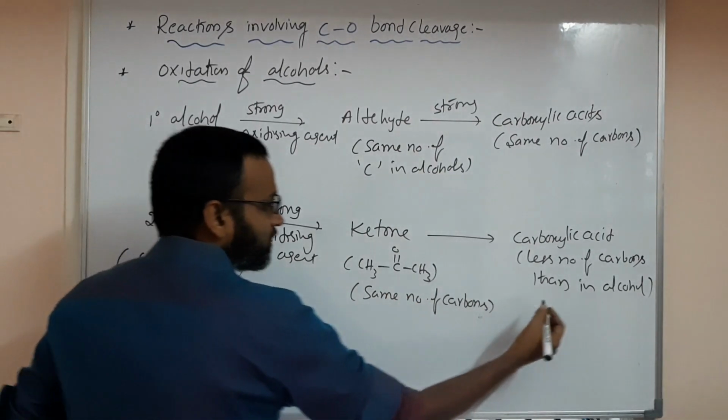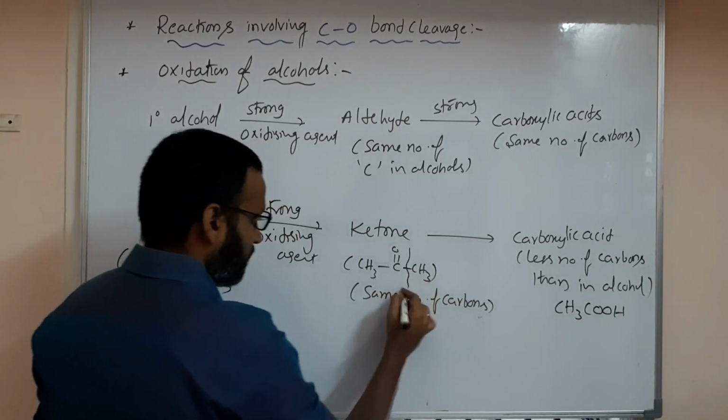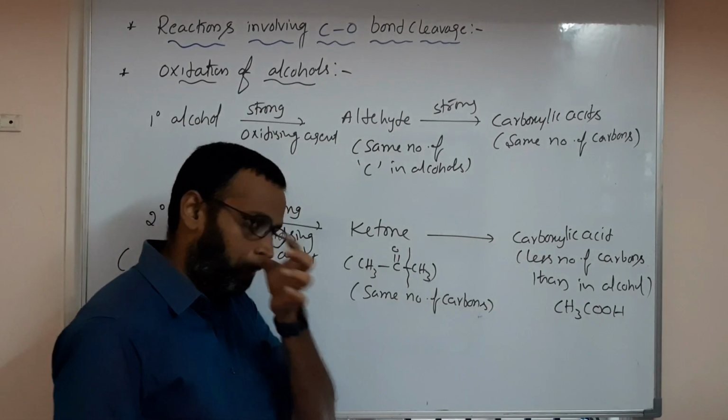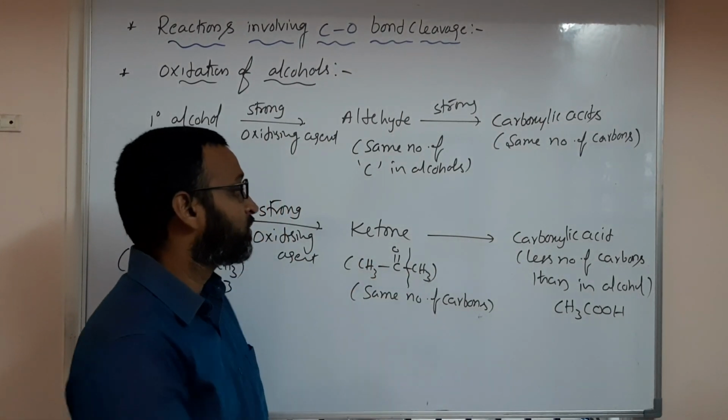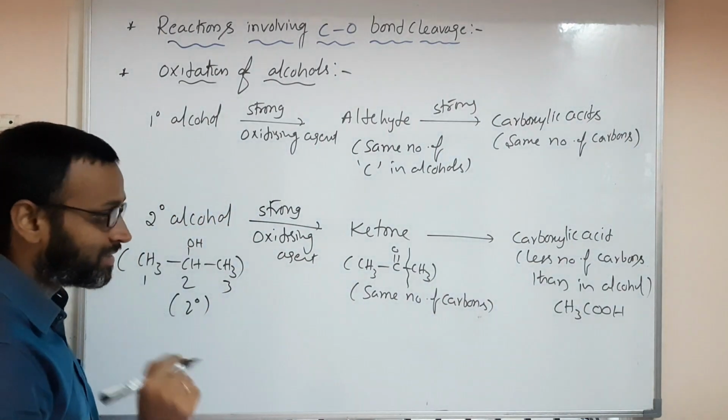See here, carboxylic acid is what? CH3, COOH. It means one of the methyl groups is removed. So the C-C bond is breaking here. So CH3, C double bond OH. When I am adding strong oxidizing agent, this happens.